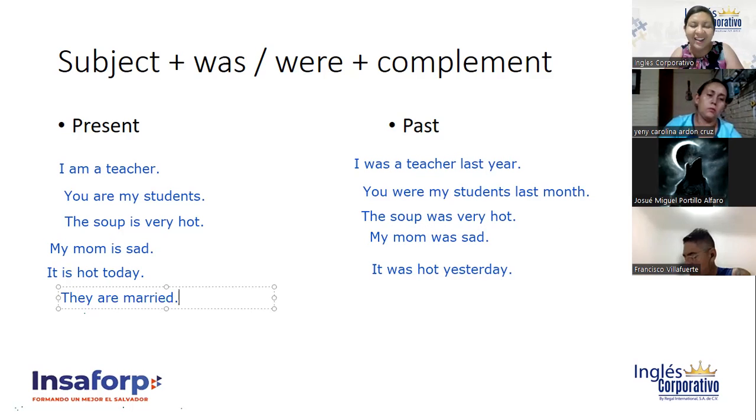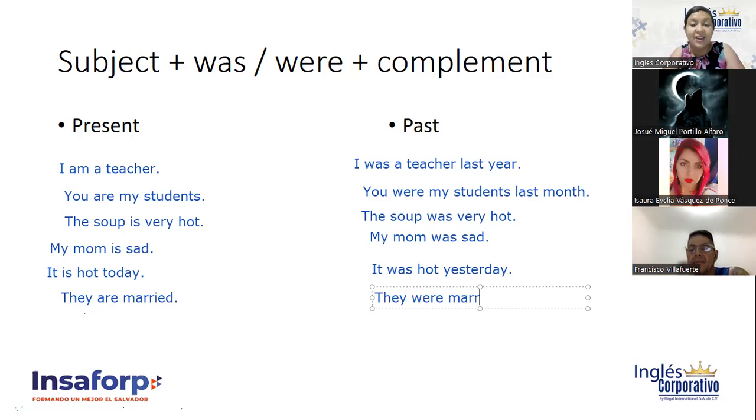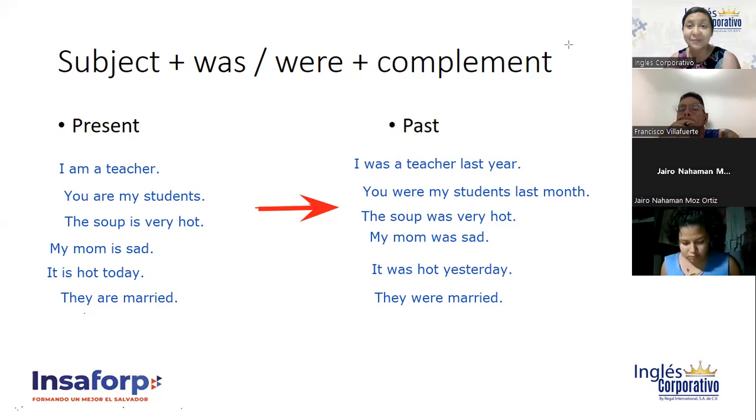They are married. They were married. Angelina Jolie and Brad Pitt, they were married, right? But they are not anymore. So, as you notice, that's what happened, right? From the present to the past. Present, past. I will give you a couple of seconds to take some notes. Let me know if I can continue. It's okay, yeah. Continue. Okay. Ready.